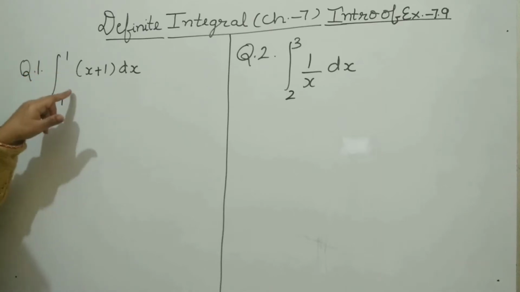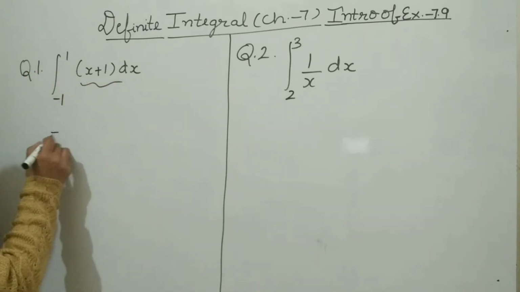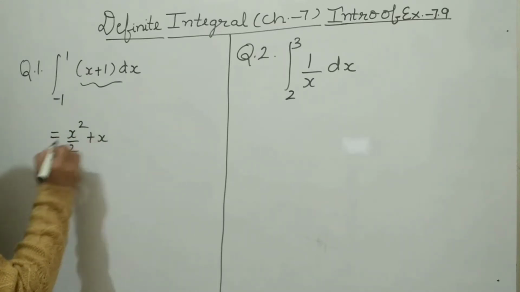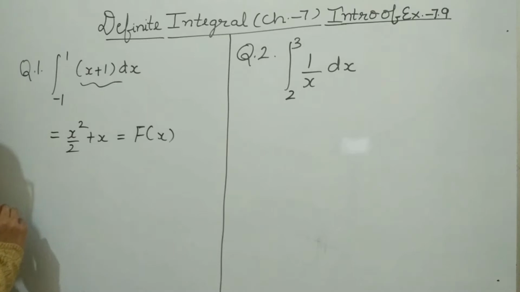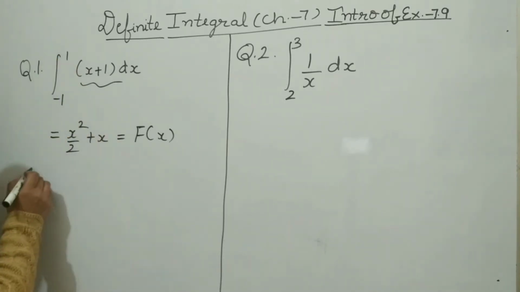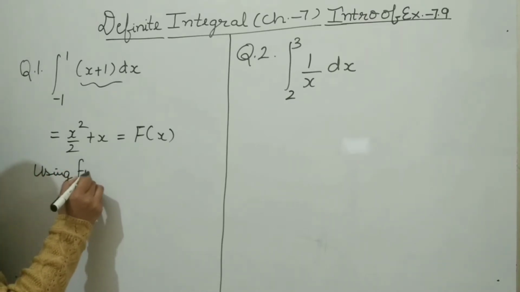Integral of minus 1 to 1, x plus 1 dx. We first integrate this function. So its integration comes out to be x square by 2 plus x, and it is nothing but your F(x). Okay, antiderivative function. So use the limits upper and lower here using your fundamental theorem of calculus.